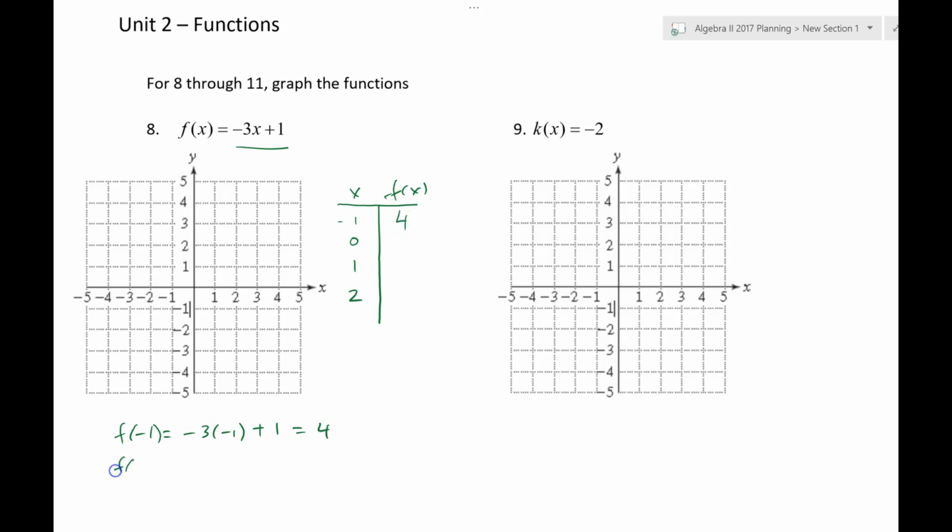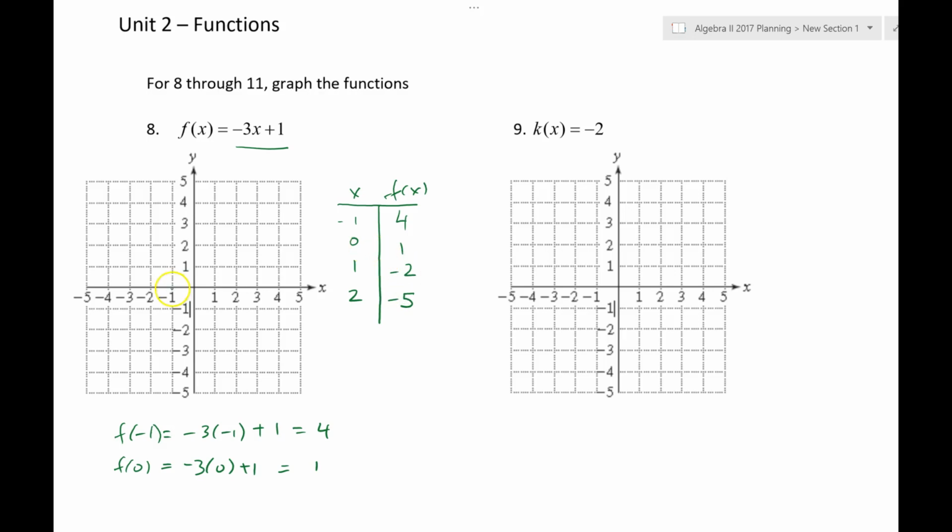If we put 0 in, f of 0 is -3 times 0 plus 1. That's going to just be 1. And so on. I'm not going to finish those off, but if we kept doing those, we'd get 2 more values, and then we can go ahead and just plot those values and connect them.